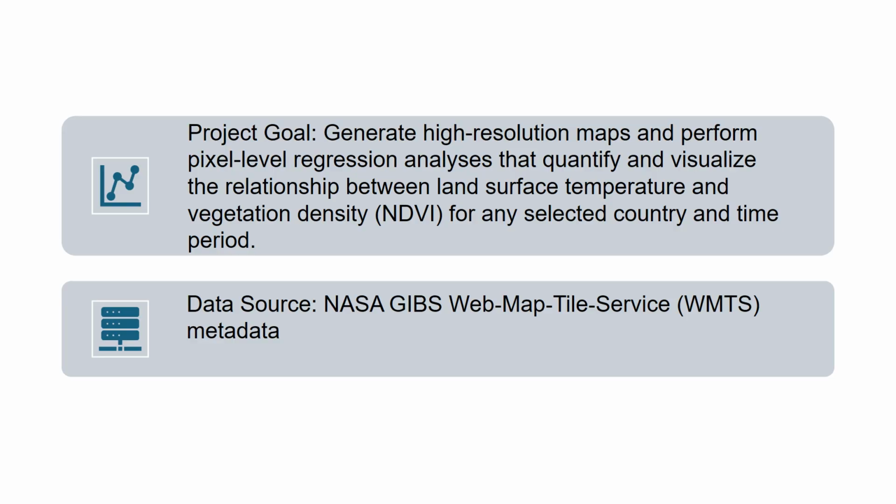The main goal was to quantify and visualize the relationship between greenness, measured by NDVI, and surface temperature across time and space. For this, I relied on NASA GIBS's Web Map Tile service, an interface that provides access to MODIS satellite imagery at high resolution.